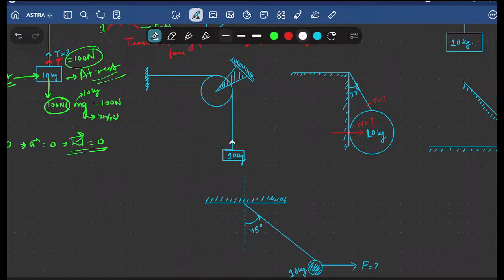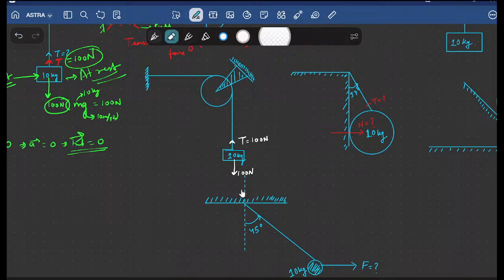If 10 kg is experiencing 100 Newton in the downward direction, it means the tension is also 100 Newton, because this body is at rest and it remains at rest. It means the velocity is not changing, so the acceleration is 0, and according to Newton's first law, this is only possible when the net force acting on the body is 0. If the net force is 0, the acceleration is 0, and the velocity won't change. So tension is 100 Newton. Here also the tension is 100 Newton. Here also the tension is 100 Newton.